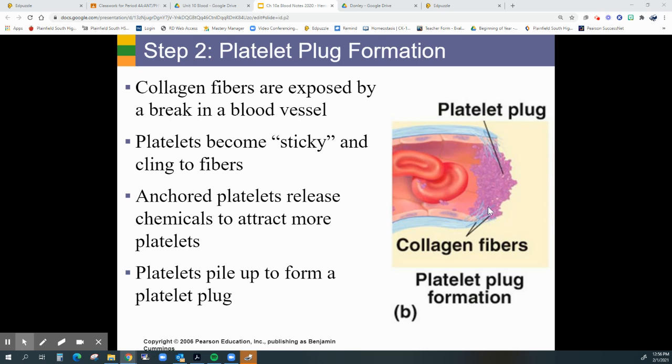And then hopefully at that point in time, we can stop the blood from making its way out. If anything breaks this plug in the meantime, then we would have to start the process all over again. So a lot of times when we have a platelet plug formed, if somebody picks that off or it breaks off on its own, we can end up with an issue going on there.